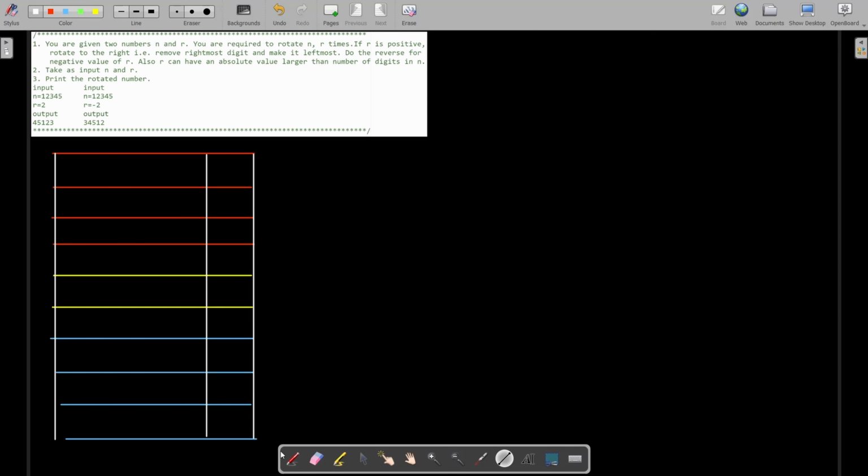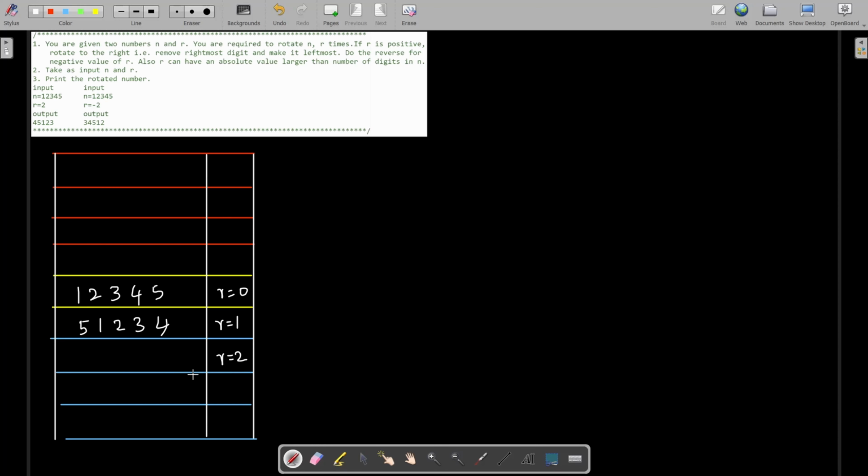For this case, my number is 12,345. Initially my rotation is 0. What do I have to do? If I want to do the first rotation, my rotation is equal to 1, it's very simple. Take the last one digit from the rightmost and make it leftmost. 5, 1, 2, 3, 4. This is nothing but 51,234.